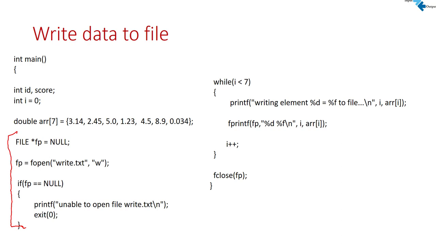And then after that, if you look at the while loop, while i less than 7, this means that i will go from 0 to 6 because i is initialized to 0. And then here printf writing element %d equals to %f to file, and then after that fprintf, file pointer, right? And then %f and then i and array of i. So this means that you are just going over all iterations, taking at each iteration one element of the array and then writing it to the file, right?